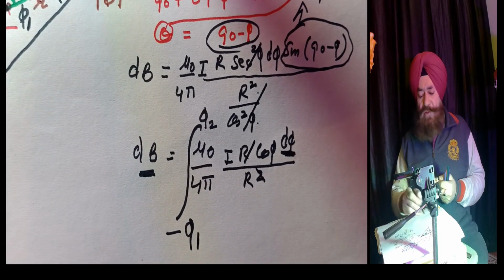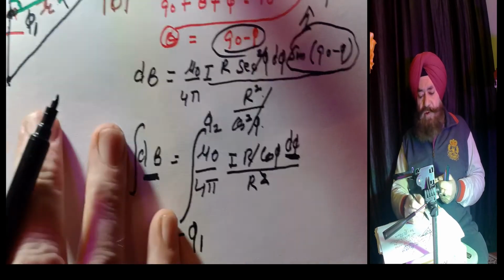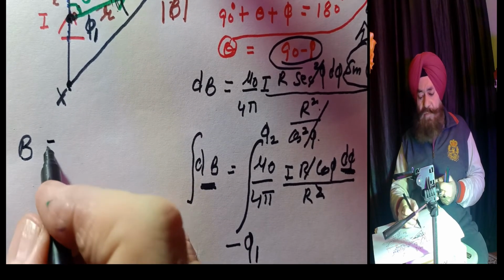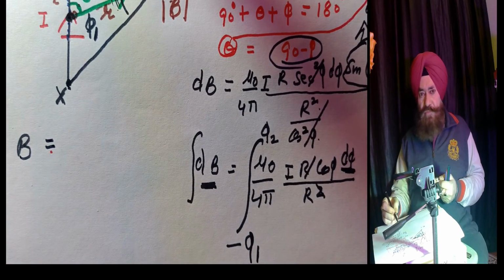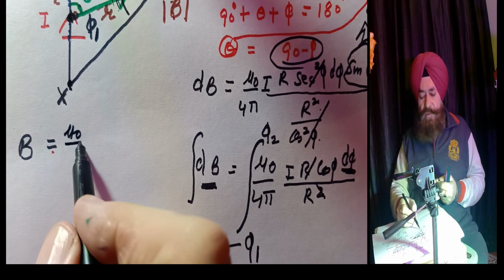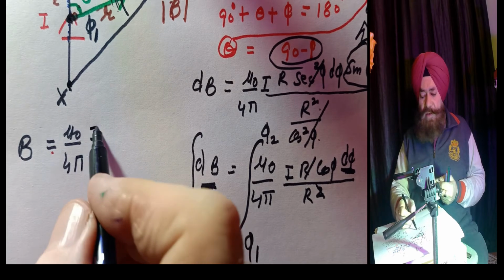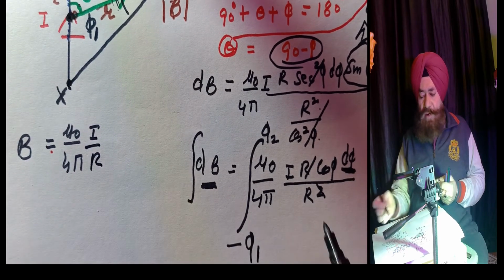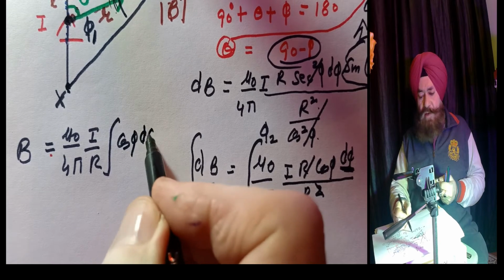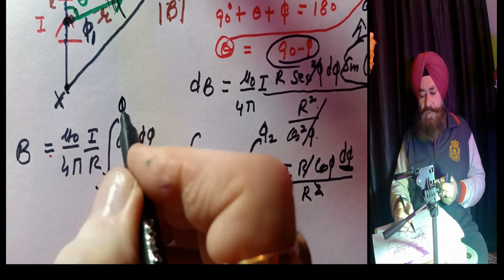Now about the integration, the magnetic field B becomes equal to mu naught upon 4 pi, I upon capital R, integral of cos phi d phi. Limits are minus phi 1 to phi 2.